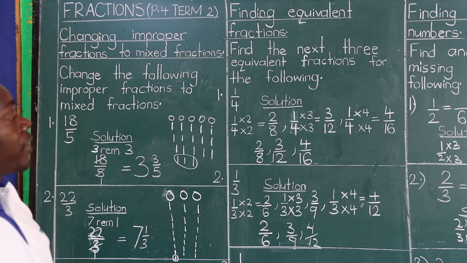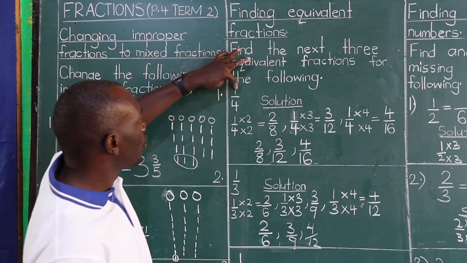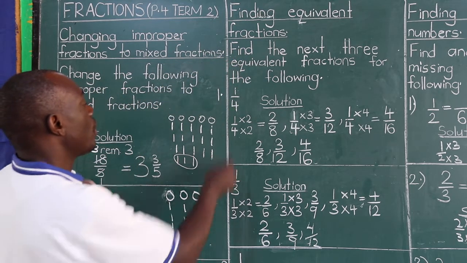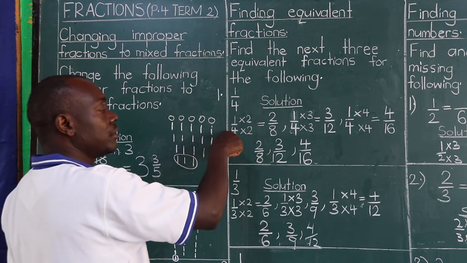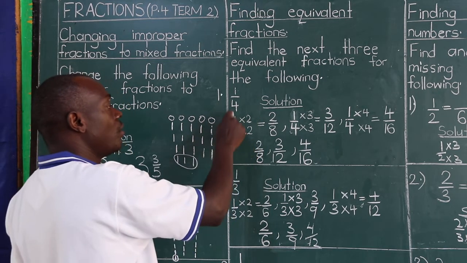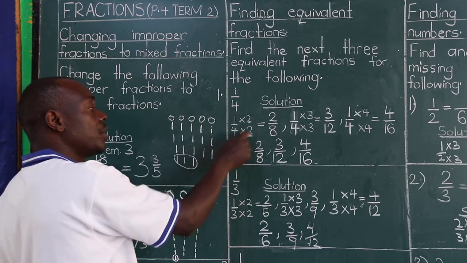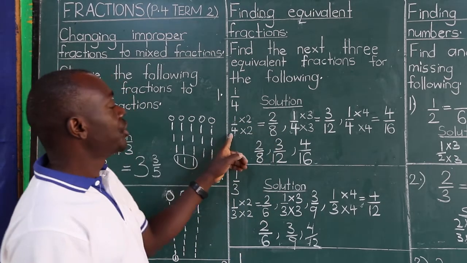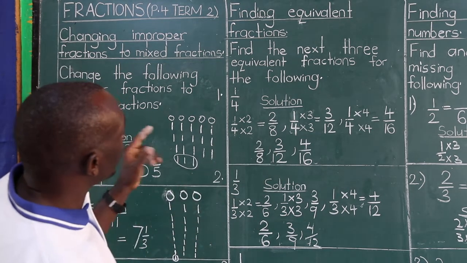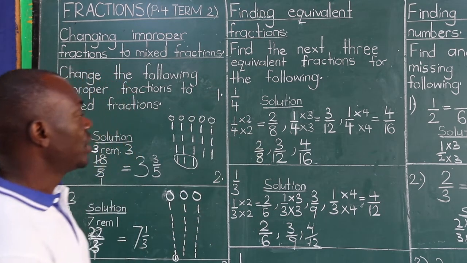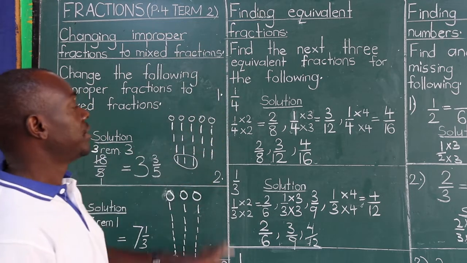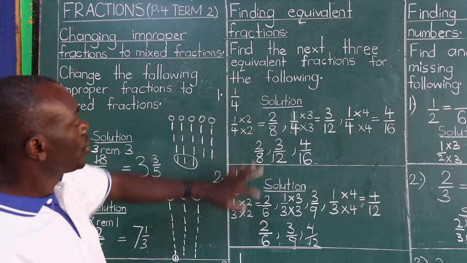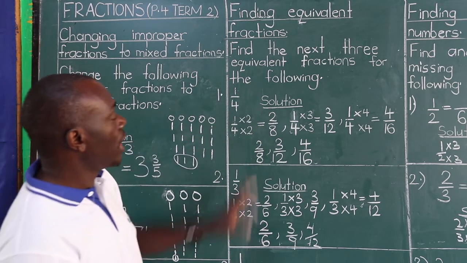So now, the first equivalent fraction is when you multiply this 1 by 2 and 4 by 2. So 1 times 2 out of 4 times 2. Where 1 times 2 you get 2, and 4 times 2 you get 8. So the first equivalent fraction to a quarter will be 2 out of 8. Why? We multiplied both the numerator and denominator by this constant number, the same number 2. 1 times 2 and 4 times 2. You get 2 out of 8.